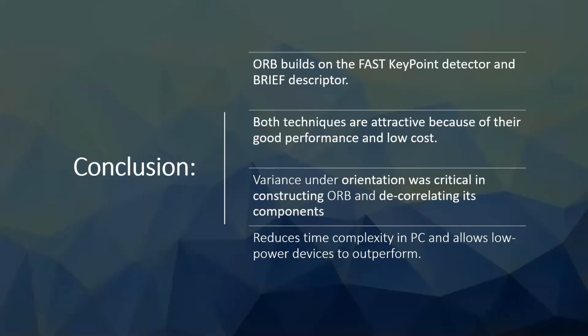Here we come to the conclusion, stating that ORB builds on the FAST keypoint detector and the BRIEF descriptor, but not exactly, a modified version of them. Both these techniques are quite attractive because of their good performance and low cost. Variance under orientation was critical in constructing ORB and decorrelating its components. This reduces the time complexity on computers and mobiles and allows low power devices to perform well.